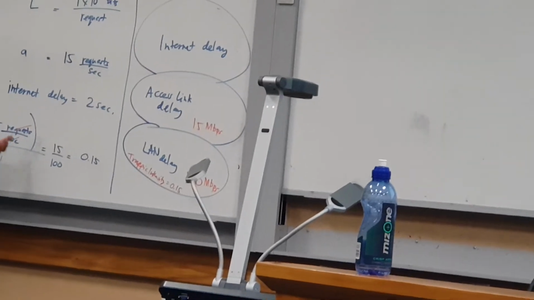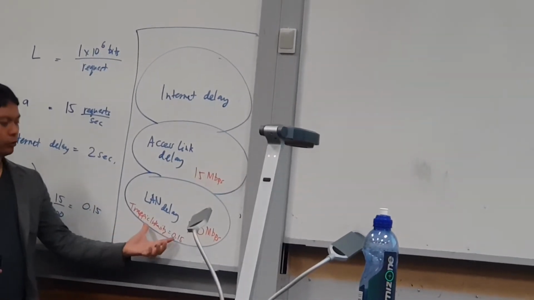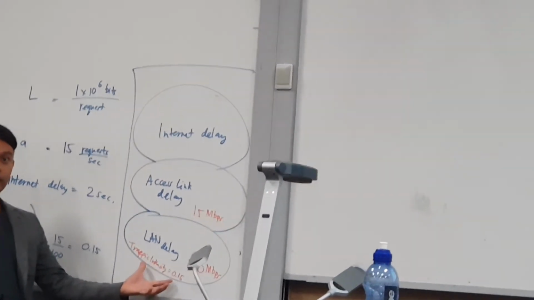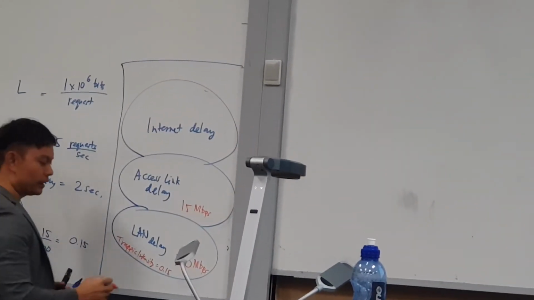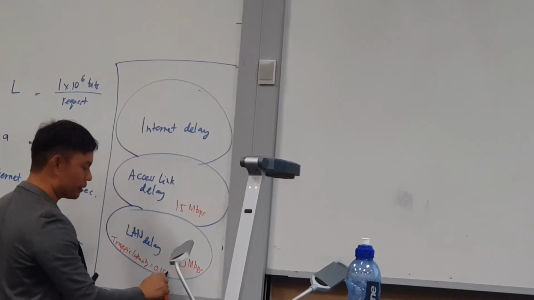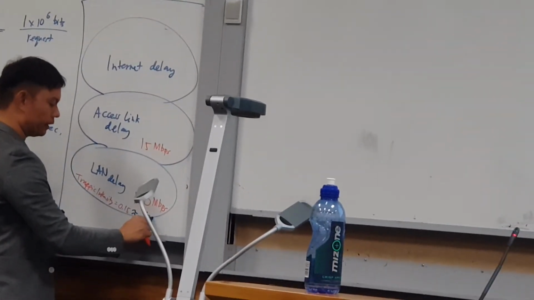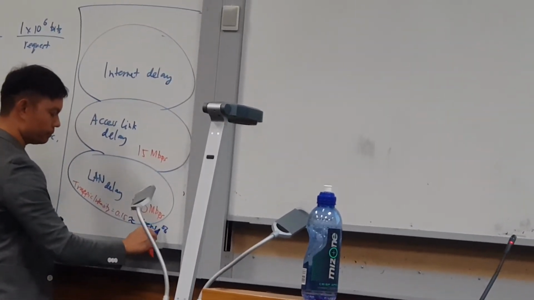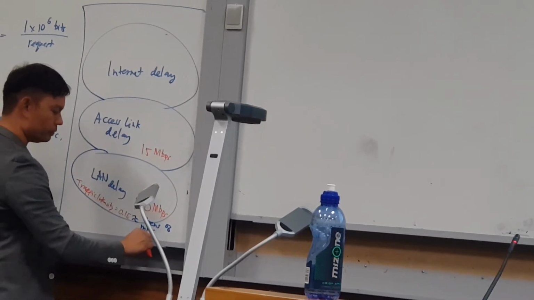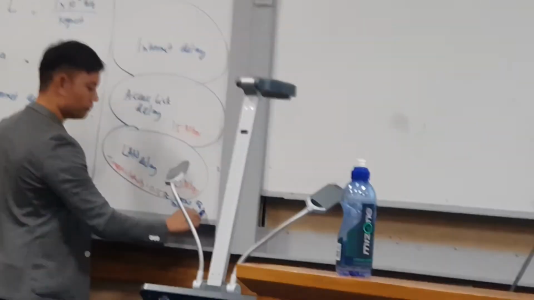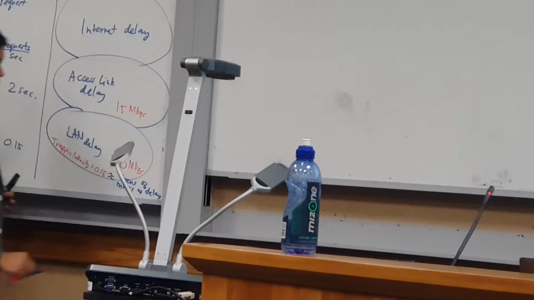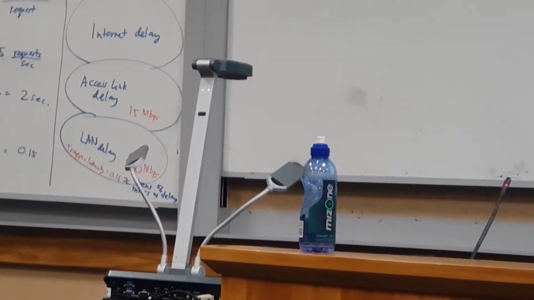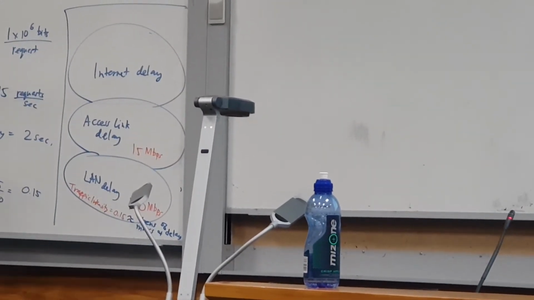Any number less than 1 is a good sign that this is not going to amount to any significant delay. It is so much less than 1, this is going to amount to tens of milliseconds of delay. So no problem in the LAN. Now we can look at the access link delay.